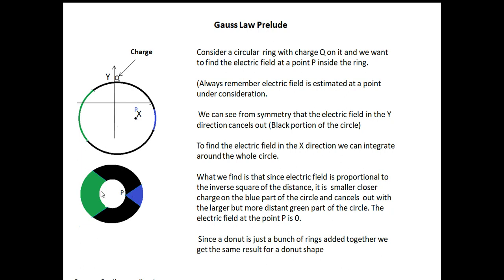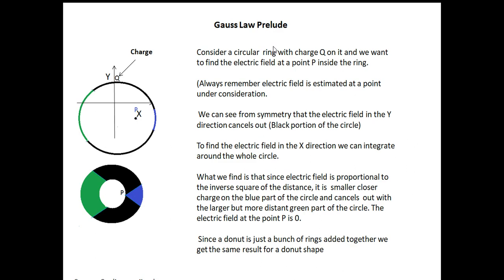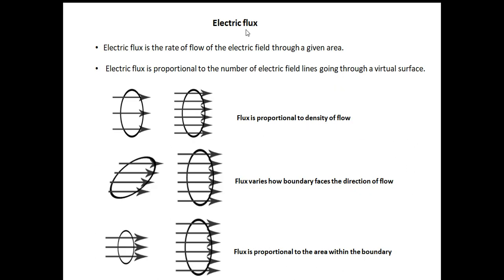Now since this kind of donut is a bunch of rings added together, we get the same result for any donut shape. So this symmetry and this cancelling out is basically the prelude of Gauss's law. Now we need certain definitions and certain concepts to be very, very clear before we really proceed to Gauss's law. First, we will discuss the electric field, or I'm sorry, electric flux.